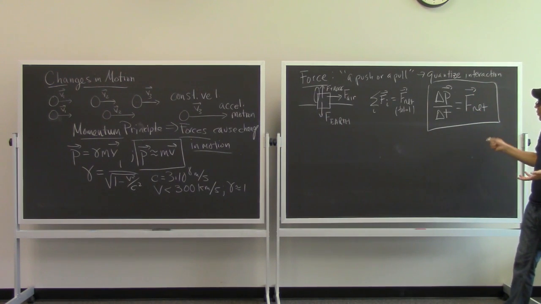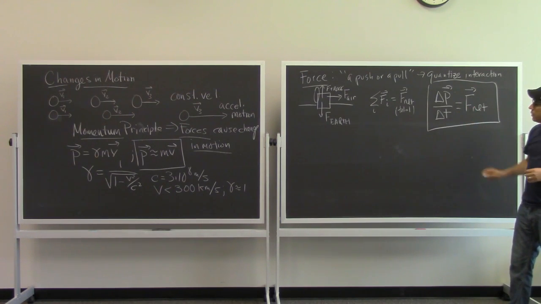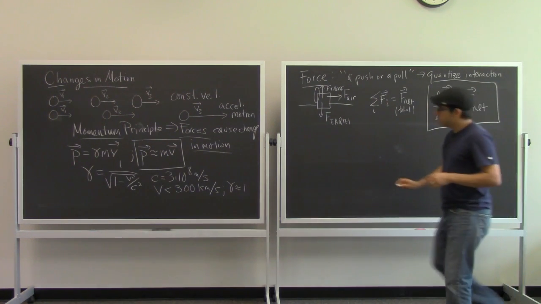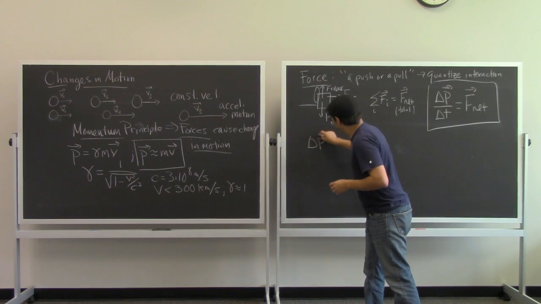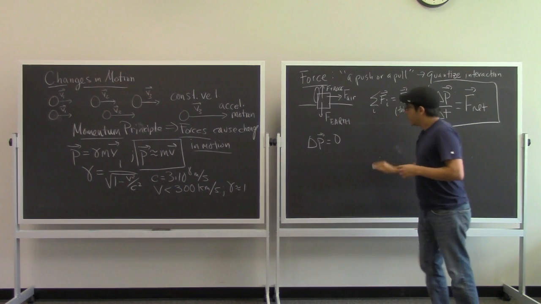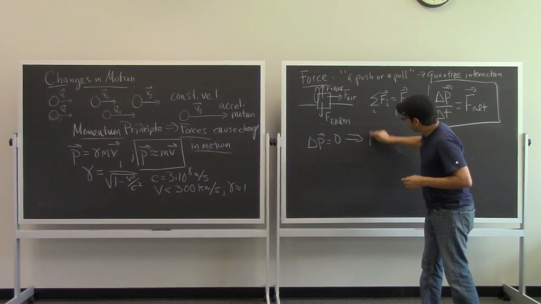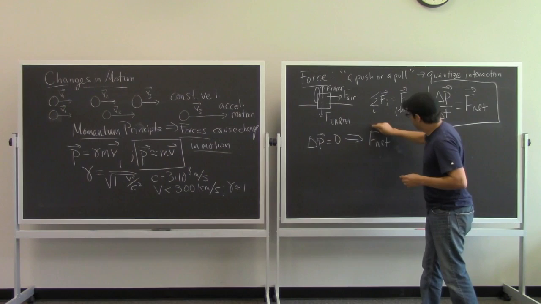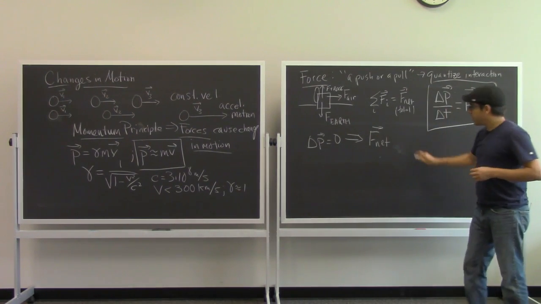So a couple of things that we can look at for this. First off, if you have an object whose momentum does not change, like the first situation that we had up here, that implies that that object experiences no net force. It'll move with a constant velocity.